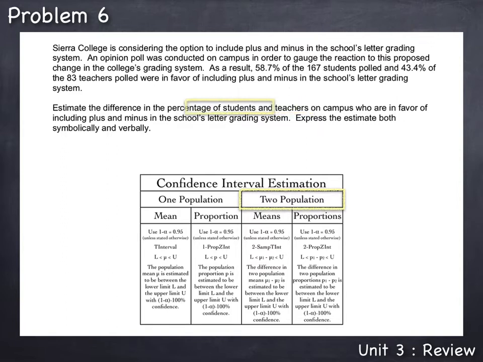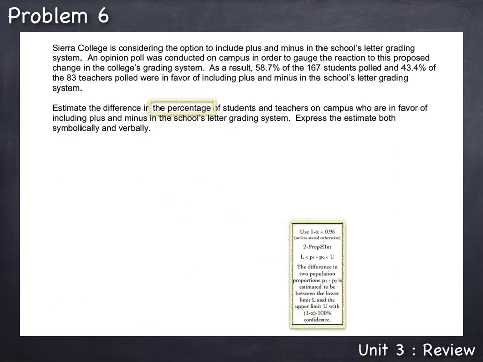So we're estimating the difference in the percentage. The percentage is a proportion. So we'll be doing a confidence interval to estimate the difference in two population proportions. We can use this as a guide to take us through the steps of calculating our confidence interval estimate.